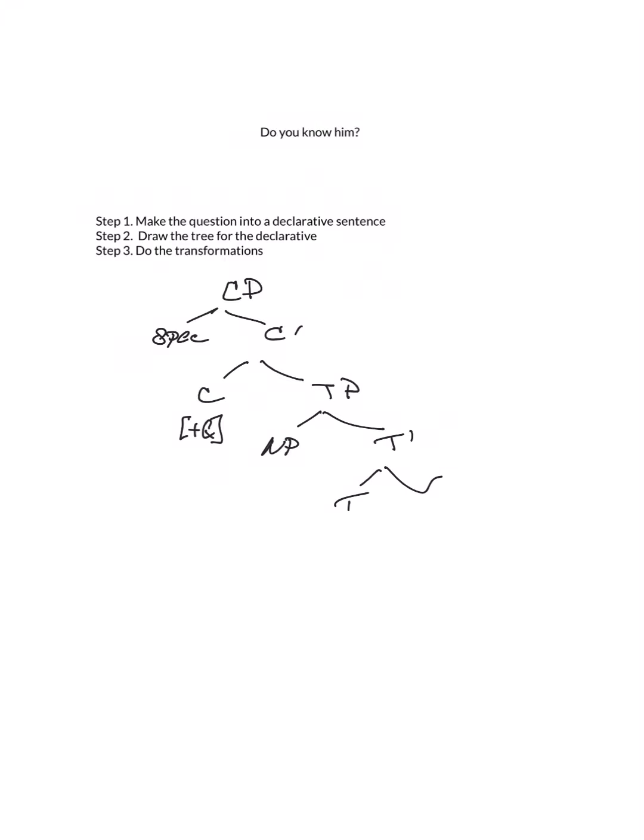Okay, so if you're back at this point and you've already drawn your tree, you know that it's going to look something like this. CP, specifier, C bar, C, TP. And we're going to put this plus Q in brackets, indicating that it's going to be a question. So TP, here we have NP, and that's in the specifier position. T bar, T, we have a VP down here.